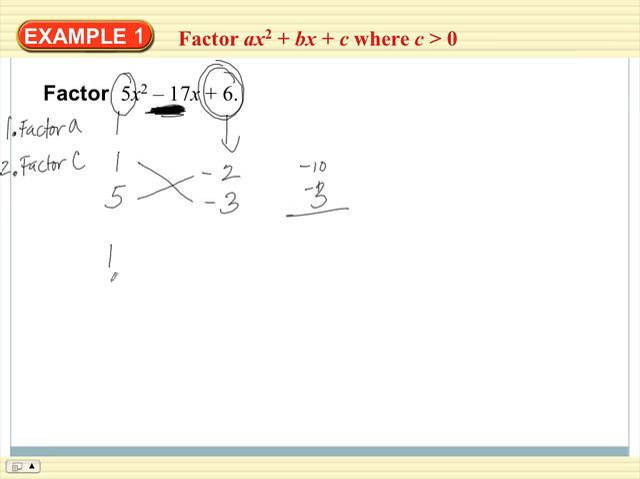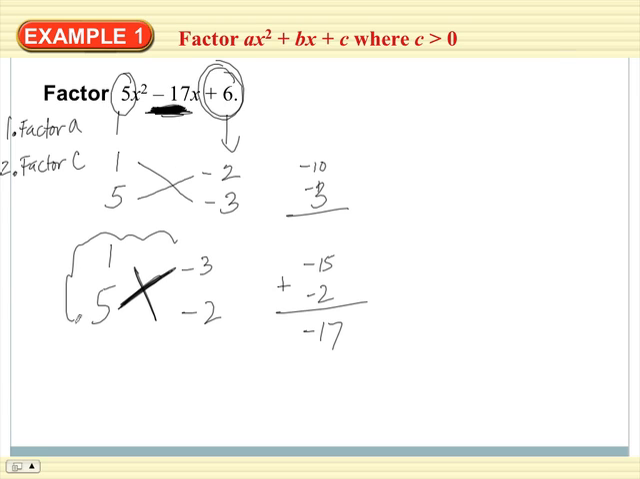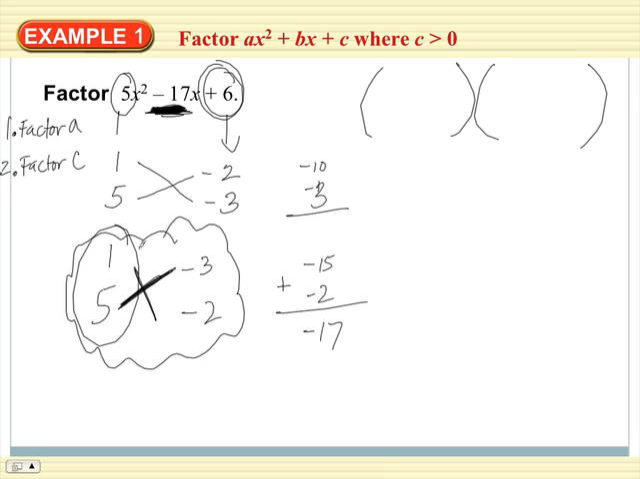1 and 5 and negative 3 and negative 2. What if I did this? Cross here, negative 15. Cross here, negative 2. Look at that. Add those 2 up and you get negative 17, what you got right here. So what I know is these 4 numbers are my factors, which go into these right here. So where do these 4 go? That's the big question. 1 and 5 represented this right here, so I know they go first. It doesn't matter which one, 1x and 5x doesn't matter. But where do these 2 go?